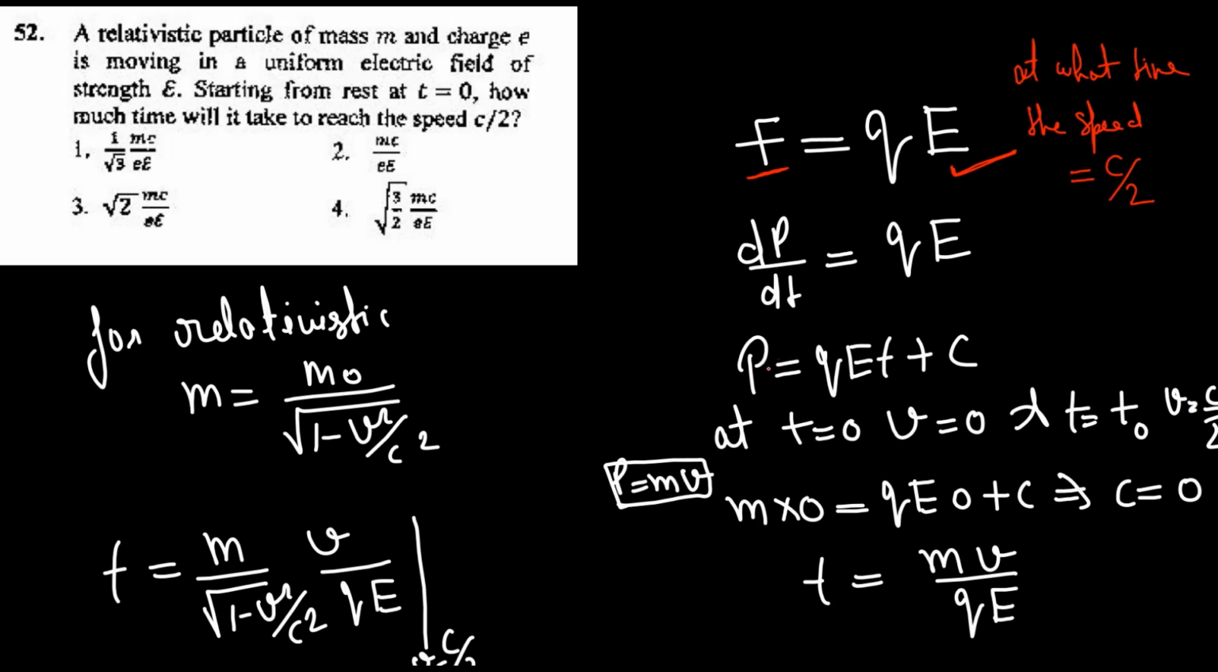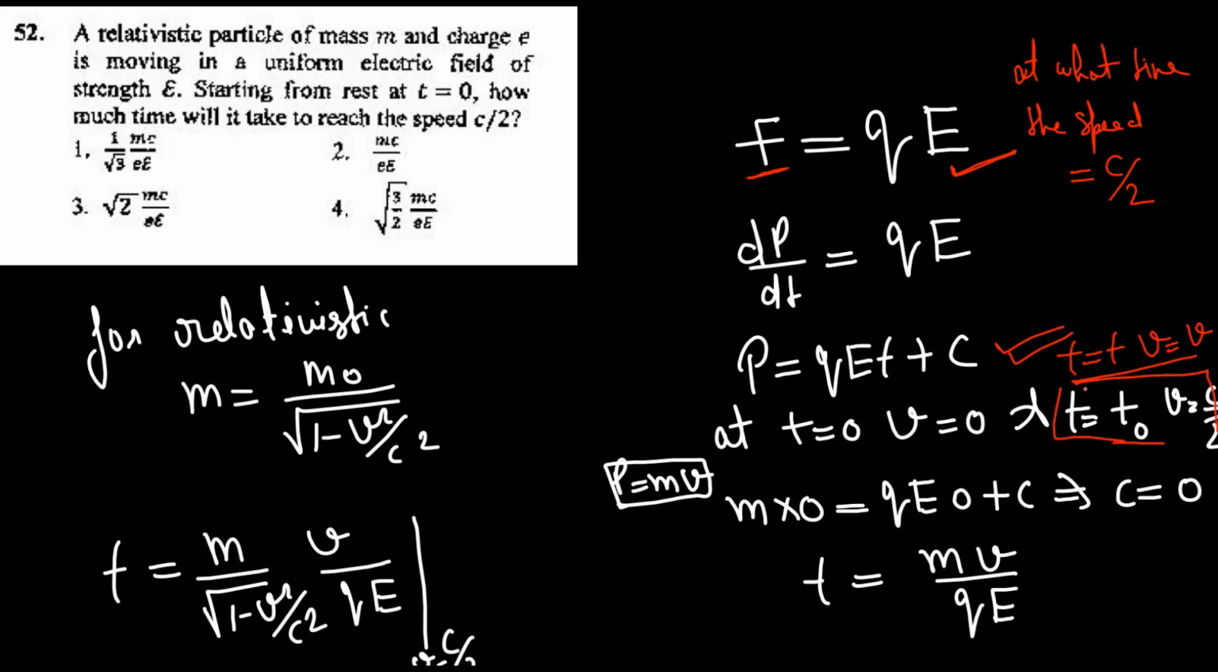From here we will find out the value of p. When we integrate both sides, we will get this equation. Now the boundary condition is given to us that at t is equal to 0, v is equal to 0, and at t is equal to some t, v is v. So let's assume that at some t, v is equal to v.